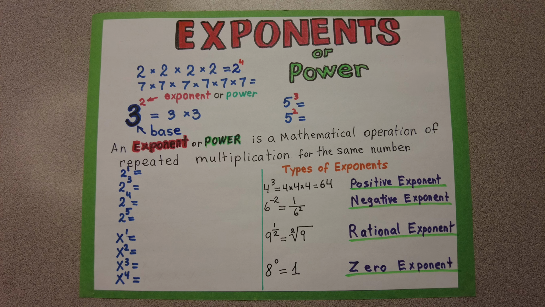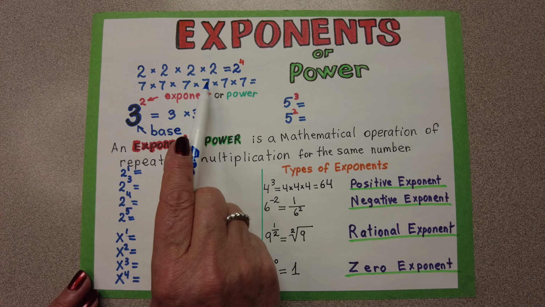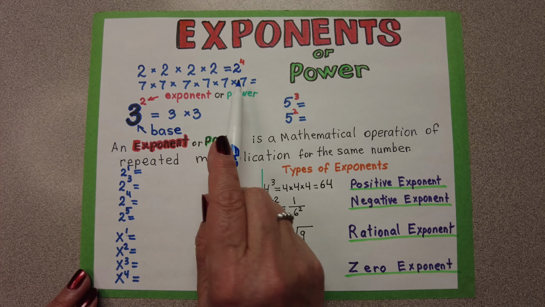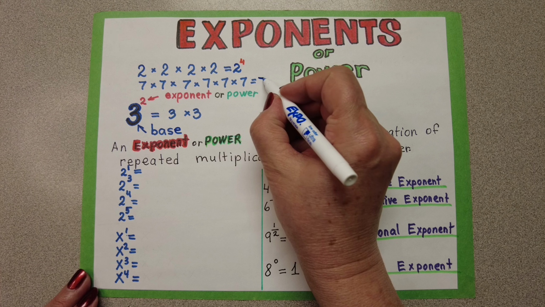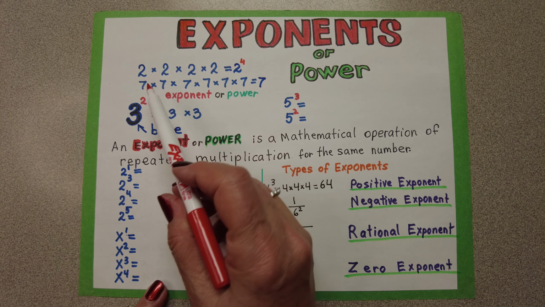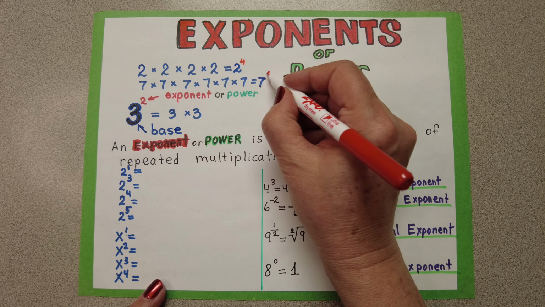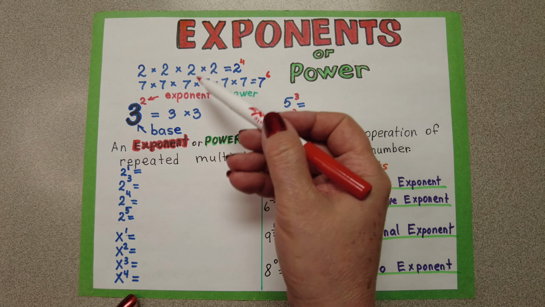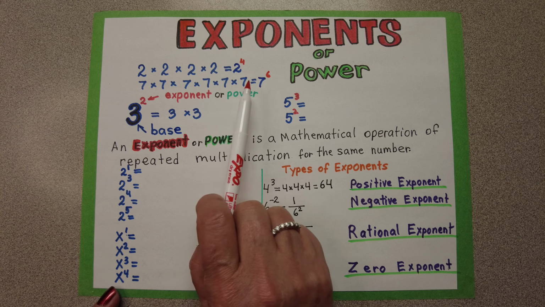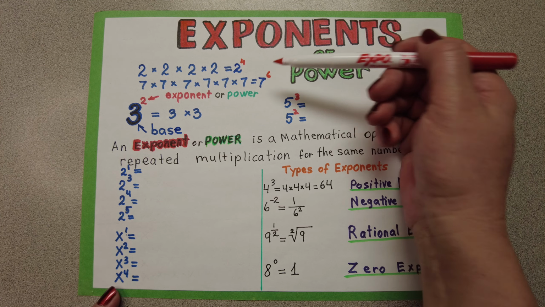Same as for 7. Let's count this one. 7 times 7 times 7 times 7 times 7 times 7. How many do we have? 1, 2, 3, 4, 5, 6. The base will be 7 and the power will be, how many times did we count? 6. So this is the way we write repeated multiplication as a base and exponent.